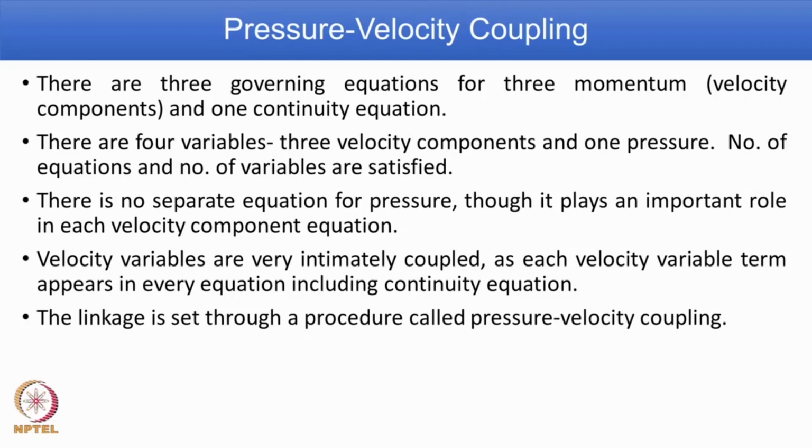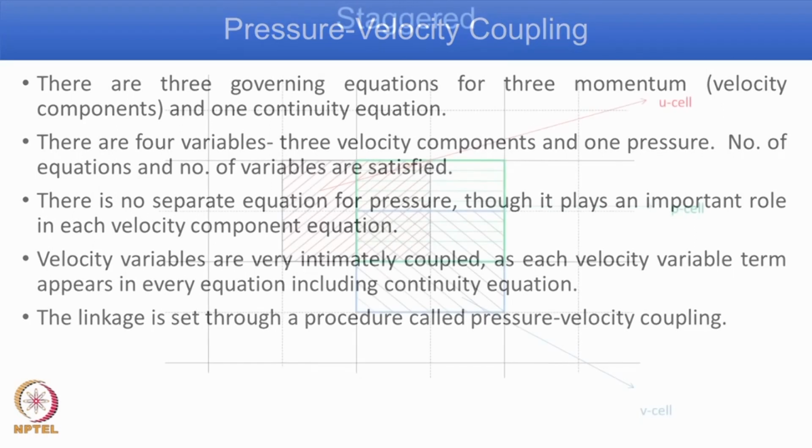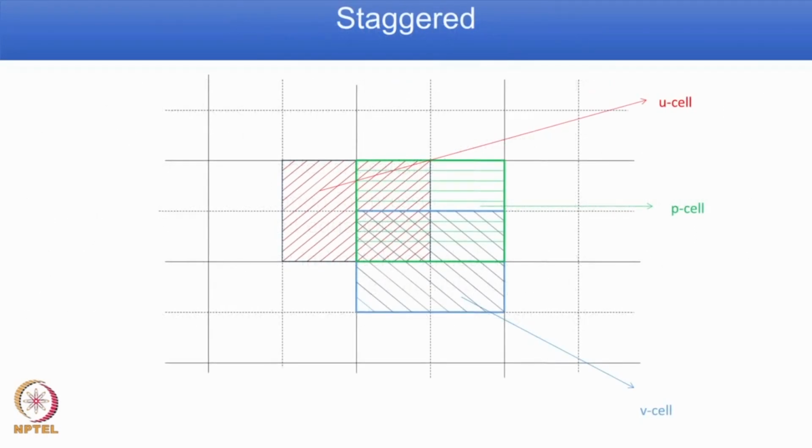So, the linkage to connect pressure and velocity through these 4 equations is established by a procedure known as the pressure velocity coupling procedure. So, in this particular class we are going to look at a scheme called the SIMPLE scheme. Before going into the detail, let us first understand again what is a staggered arrangement.